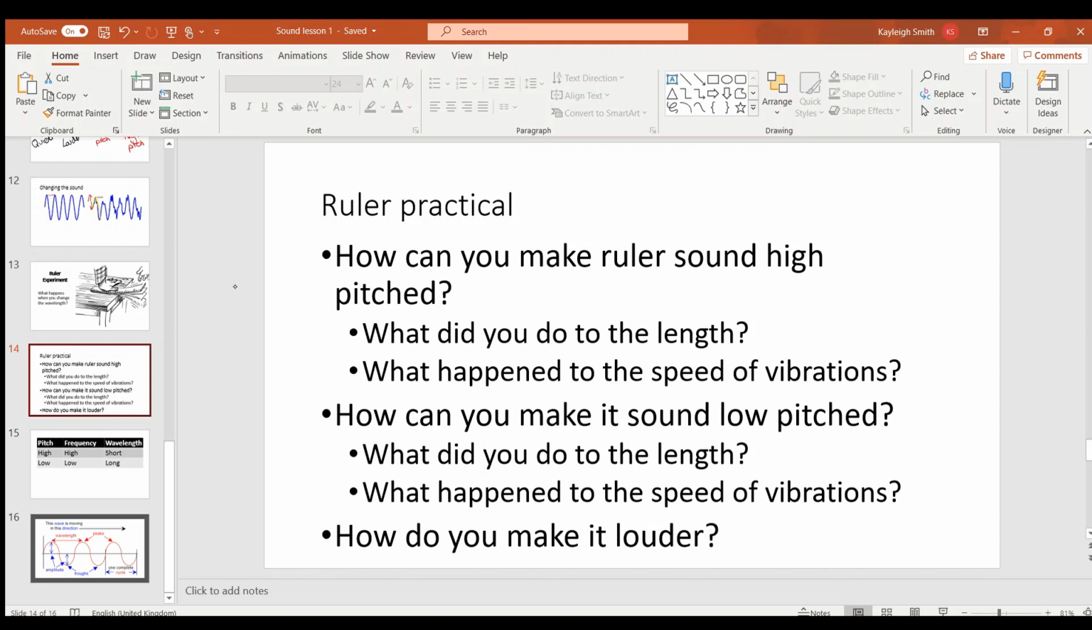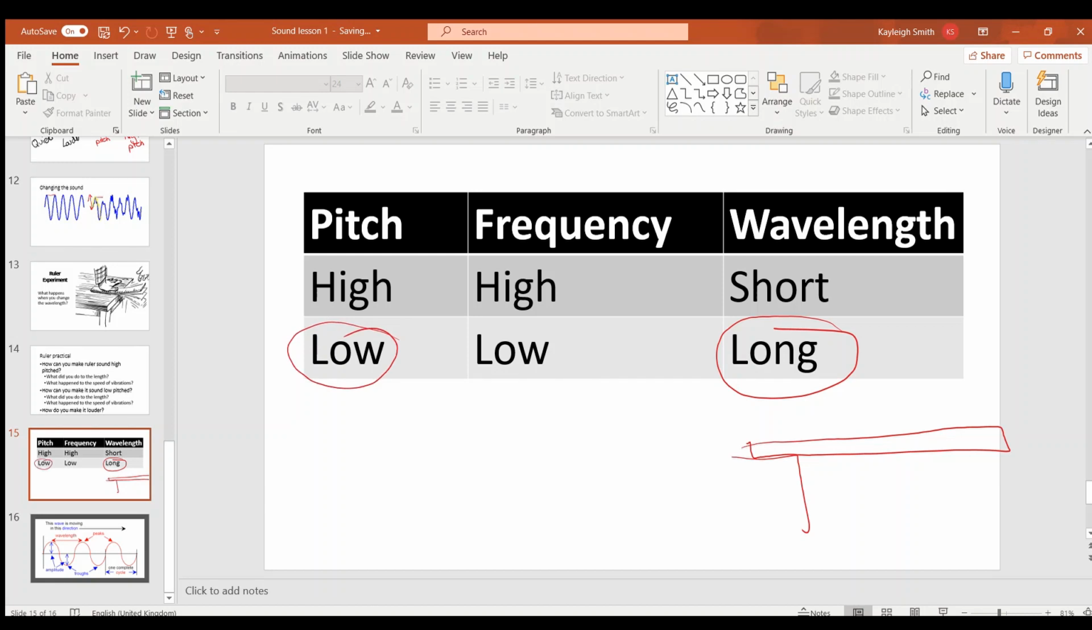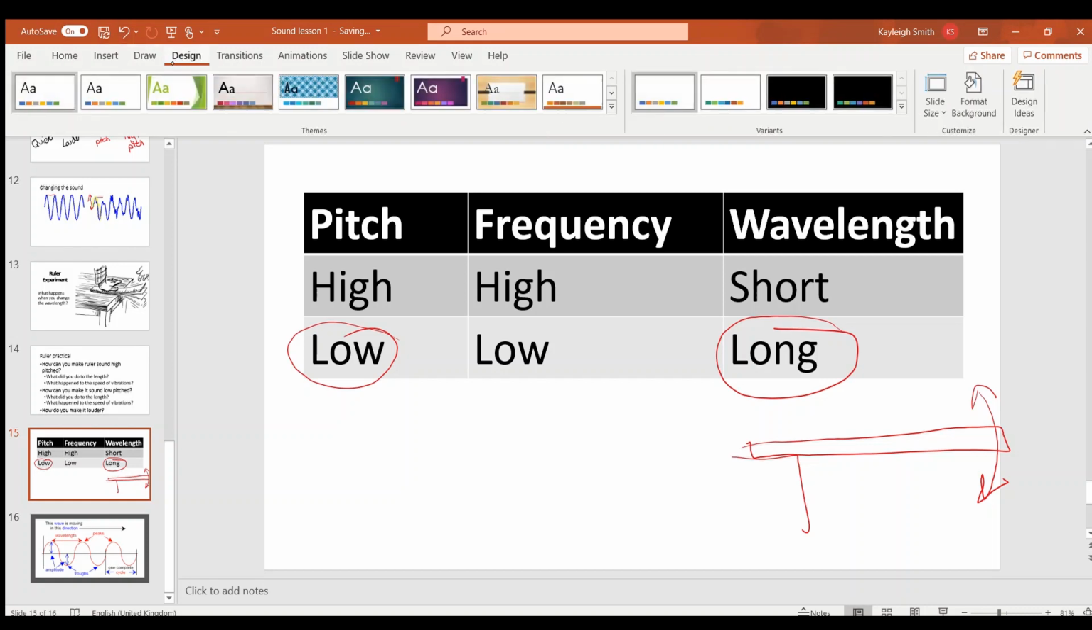Okay, so hopefully you've had a chance to experiment and you have found out that when your ruler is quite long, so you've got on the edge of your desk your whole bit of ruler hanging off the end there, your sound is quite low. And what you might have also noticed was that the rate at which it vibrates backwards and forwards is quite slow enough that you can actually see it vibrating backwards and forwards each time.